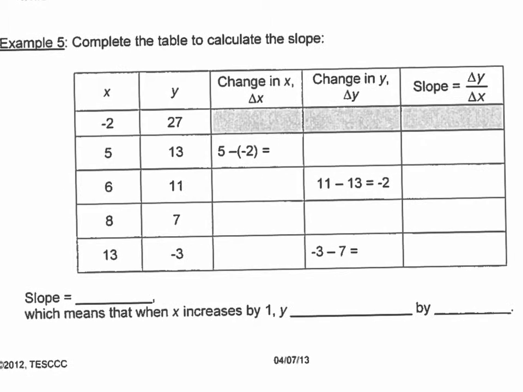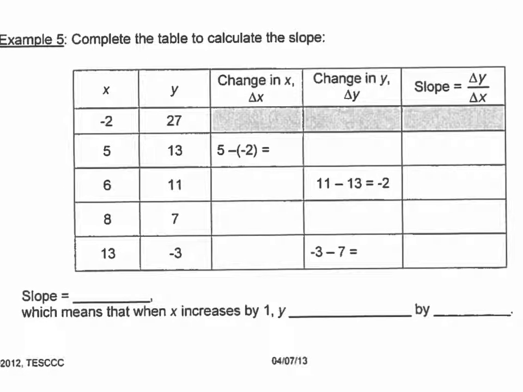So we get to fill in what they're missing. Okay, so let's just repeat this process. You'll notice that in this first block, we're doing our change in x. So they took the 5 from this row and they subtracted the negative 2 from the row above it. Okay, we're doing the x values. So 5 minus a negative 2.